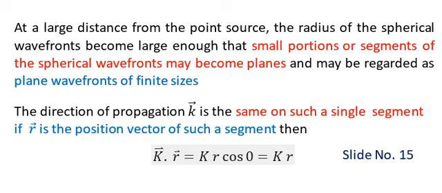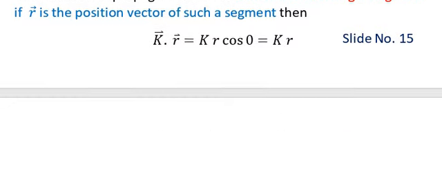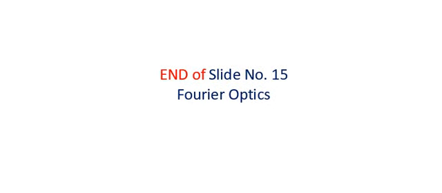So you see that this is for one segment, but if we take another segment on the same wavefront, then of course the k will have a different direction, and then r will also have the same different direction. But you know that the dot product of k and r will always be equal to k r, because the angle will always be 0 on a segment. So on one segment the angle is 0 between k and r, and on another segment the angle is 0 between k and r. So this is the end of slide number 15.